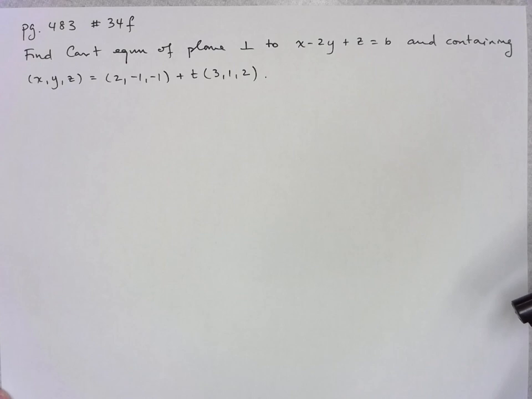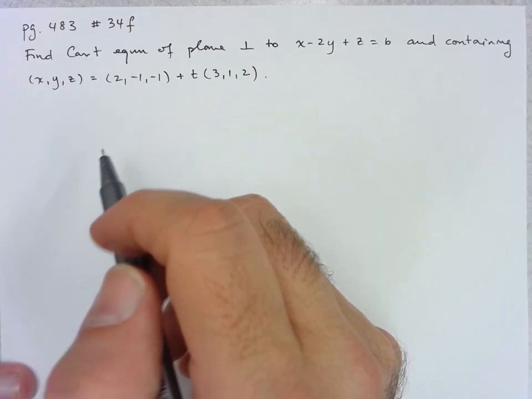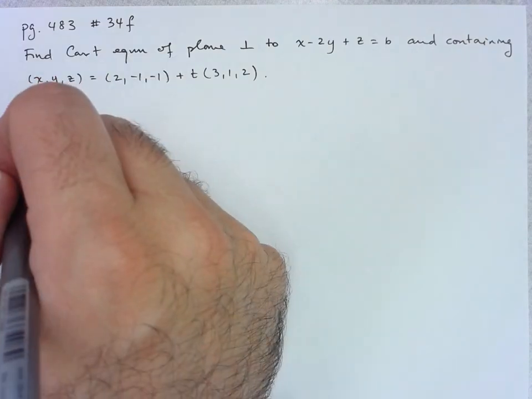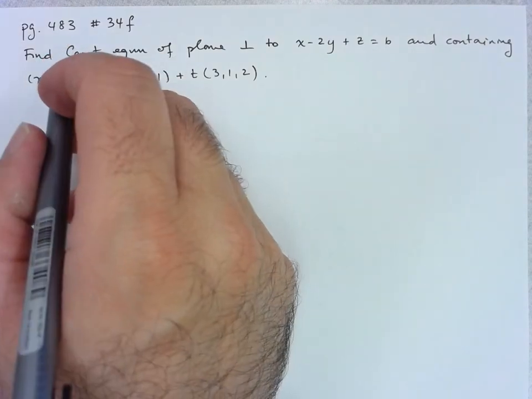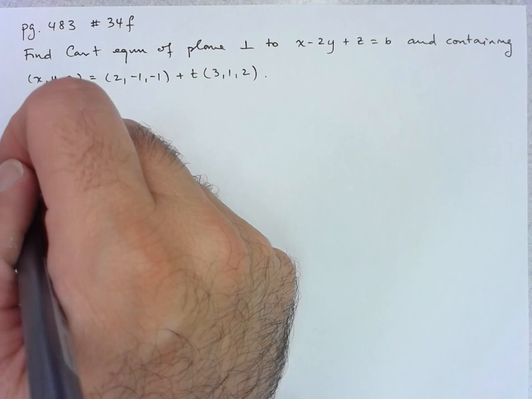Hi folks, this is 34F from page 483. They want us to find the Cartesian equation of a plane which is perpendicular to this given plane and that contains this line here. So let's start. At some point I'm going to have to find a normal vector, so let's see what information they give me.